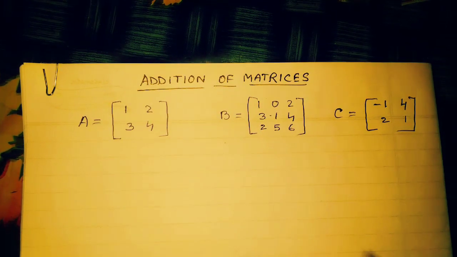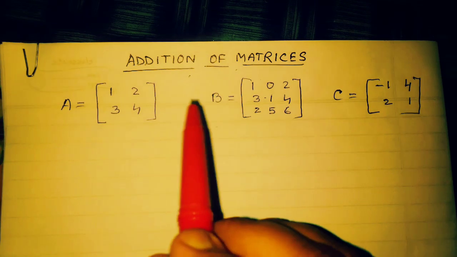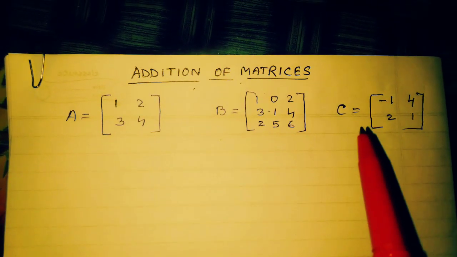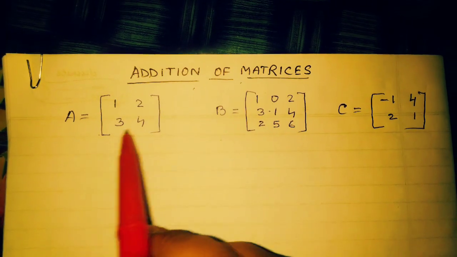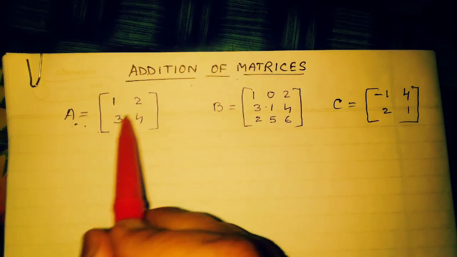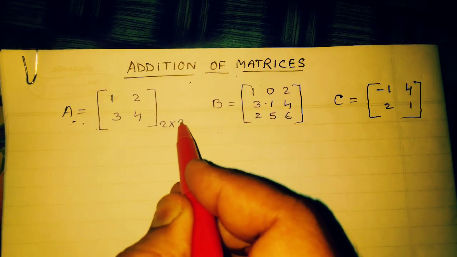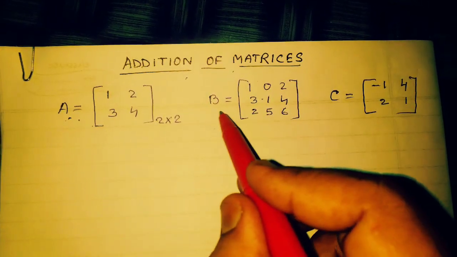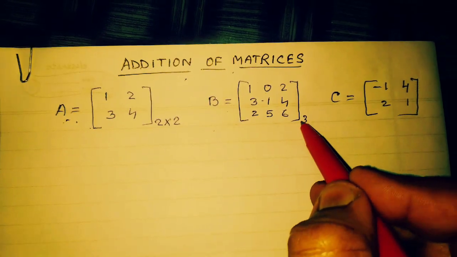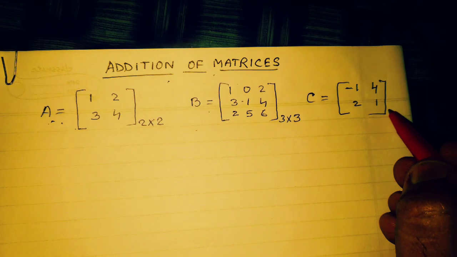Now I'll explain the addition of matrices: how to add two or three matrices together. I have written three matrices here. First is matrix A, which is 1, 2, 3, 4, and its order is 2 into 2. Similarly, here a square matrix B is given whose order is 3 into 3. And here another square matrix is given.